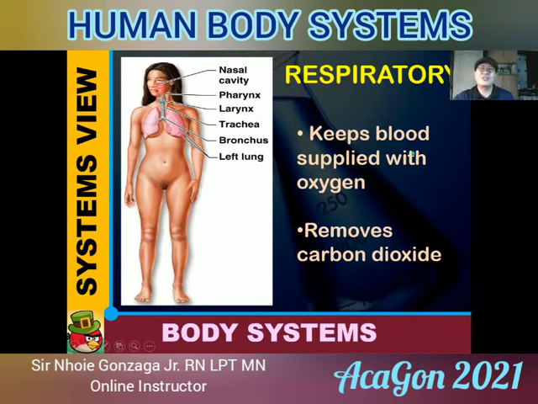Okay? So the main function of the respiratory system is to put and keep blood supplied with oxygen. That is what we call the clean blood. And to remove carbon dioxide and dirt from the blood. That is, of course, when blood comes from the body going to the heart for cleaning. Okay? So, respiratory system has something to do with oxygenation in the blood and in the whole body.